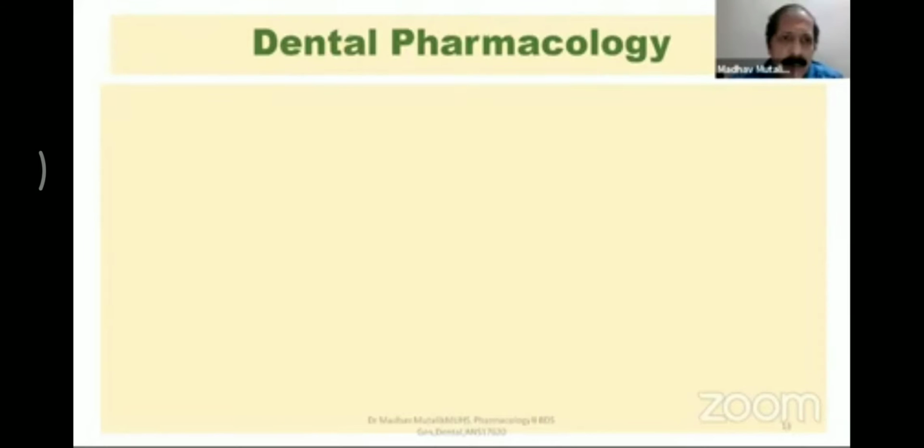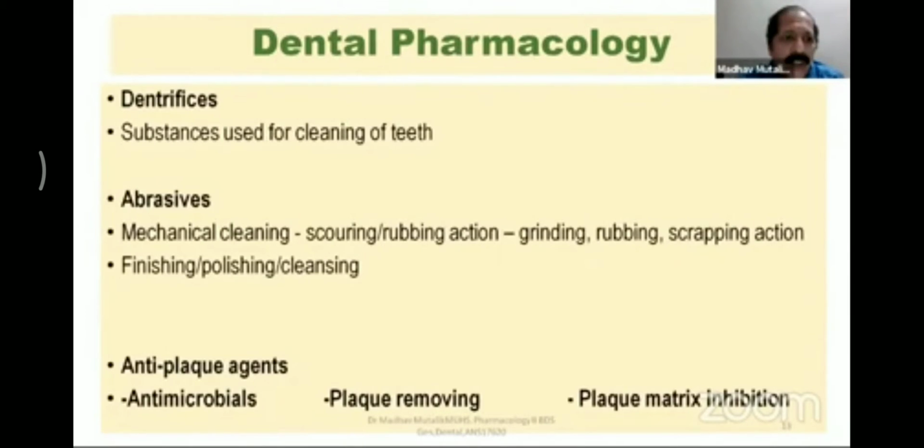Dangerous substances, cleaning, and just explaining the concepts. And abrasives are substances which produce a mechanical cleaning, scoring, scrubbing action: grinding, rubbing, and scraping. So these are called abrasives, and there can be finishing abrasives, polishing abrasives. There can be many types of abrasives.